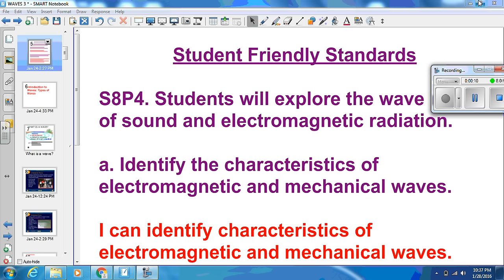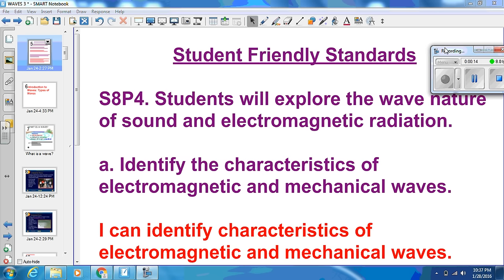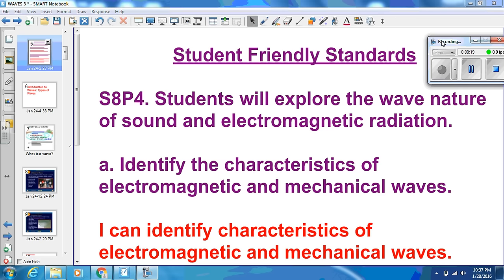In this lesson we're going to be focusing on SAP 4 letter A, which deals with the characteristics of electromagnetic and mechanical waves. Before we get deep into the wave nature of sound and electromagnetic radiation, we're going to start by looking very basically at some different characteristics of electromagnetic and mechanical waves. So our I can statement for this lesson will be: I can identify characteristics of electromagnetic and mechanical waves. Please make sure that we write that on our student-friendly standards chart in our notebooks.